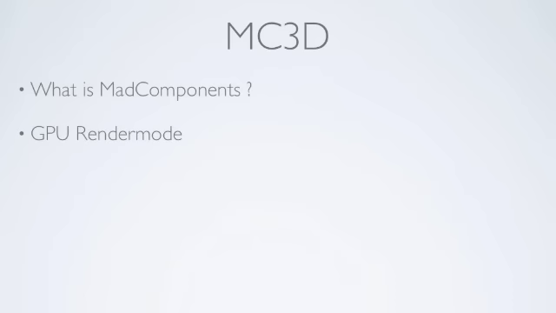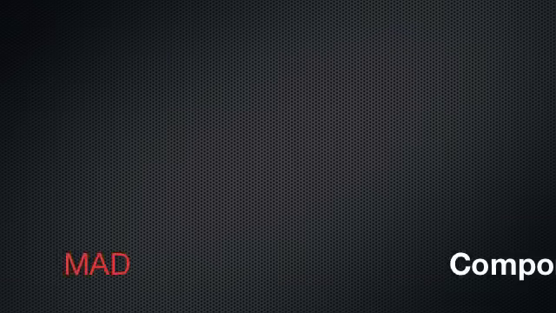So my presentation today is divided into 4 topics. First, I'll introduce MadComponents and how to build something with a MadComponents XML layout. Then, I'll briefly talk about GPU render mode, just to contrast with the rest of my presentation, which is all about direct render mode and Stage 3D. Having laid the foundations, I can talk about MC3D itself. And finally, I'll talk about some of the current limitations of using Stage 3D.